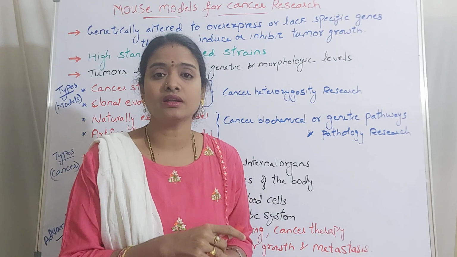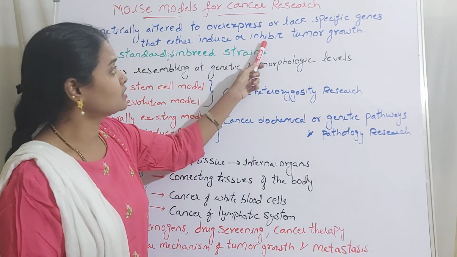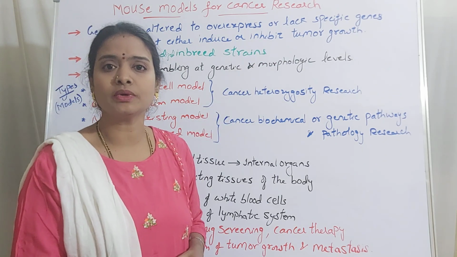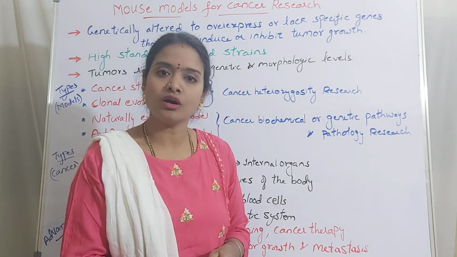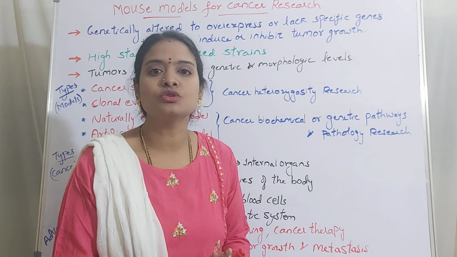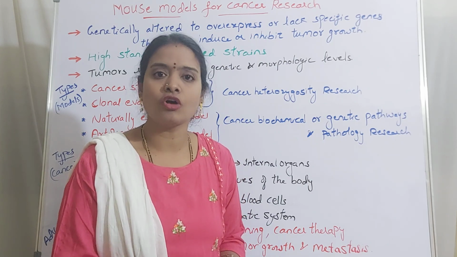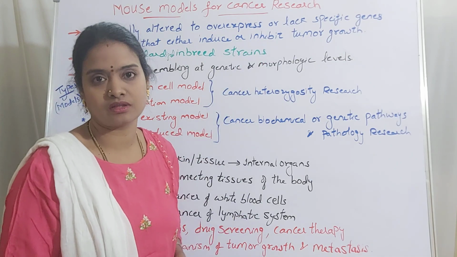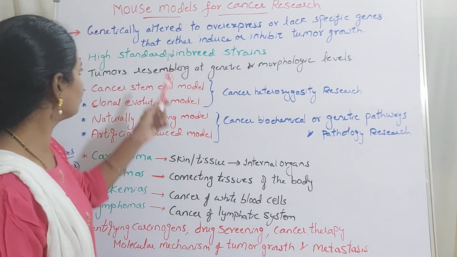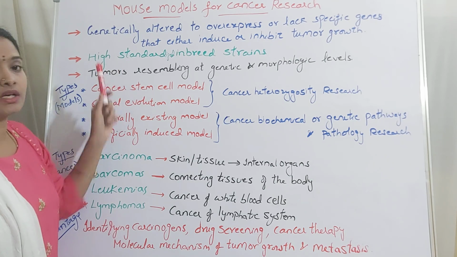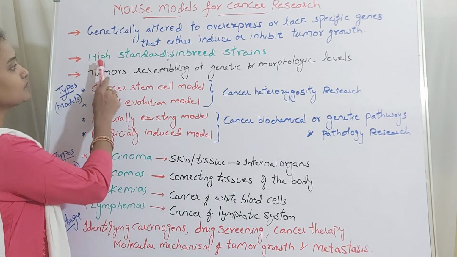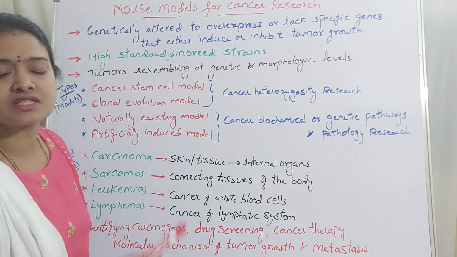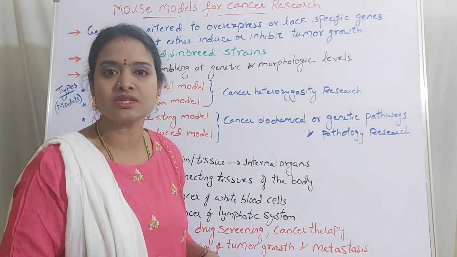Right? And in another way, it is also used in studies of inhibition of tumor growth or cancer. That means how the cancer can be treated using certain novel drugs, and what the response of that mouse to those drugs is, can be studied. So the main thing is why mouse models are used: because they are highly standardized inbred strains which mimic the same diseases which are produced in humans also.